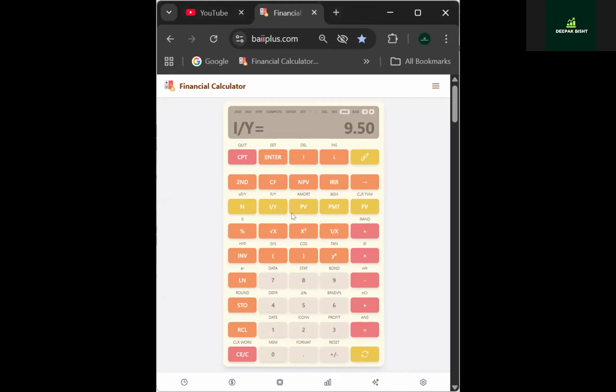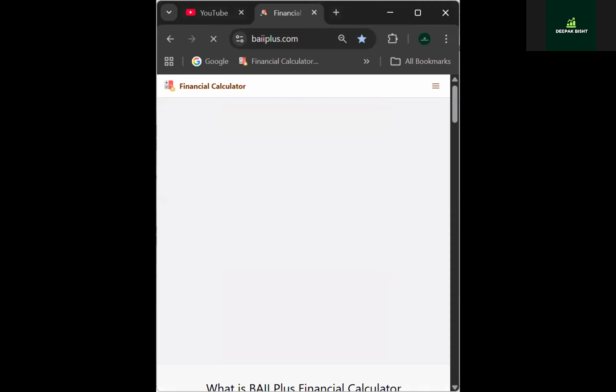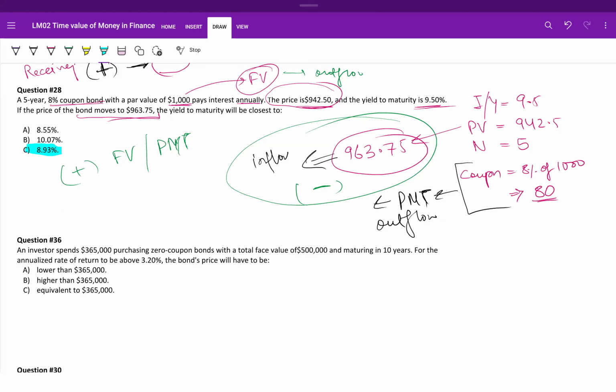963.75, a negative number, is the PV. N is 5 years, and compute I/Y: 8.93. Okay, 8.93 is the right answer, and I maybe misread it. So the option is 8.93, and always understand this thing.